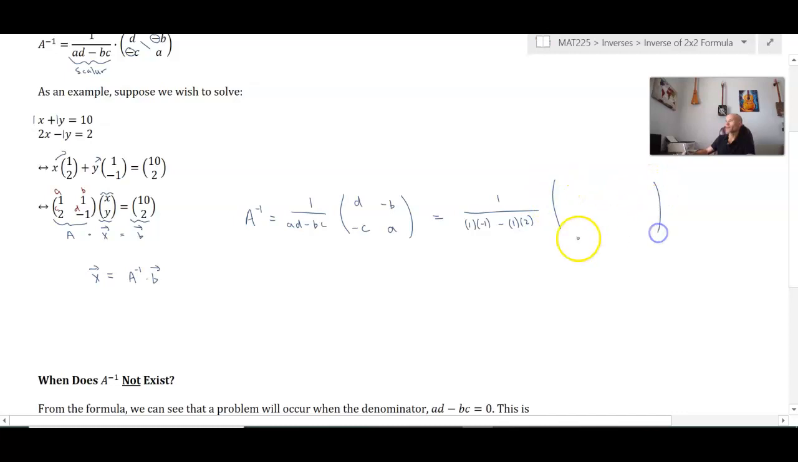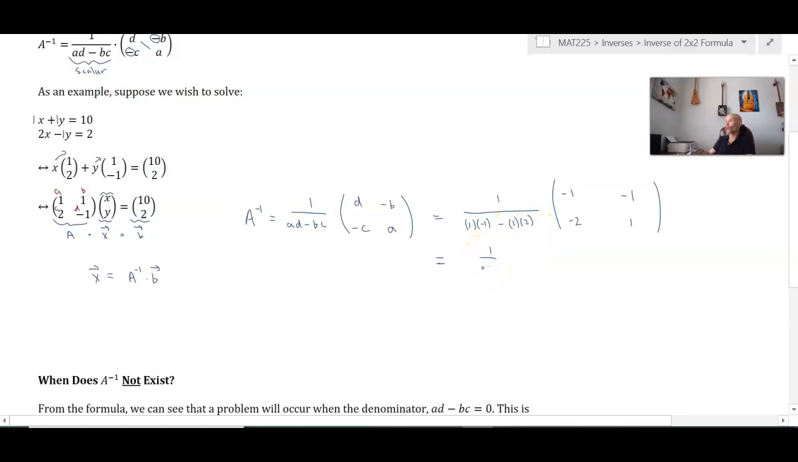Multiplied by the matrix where we switch the 1 and the negative 1. So the negative 1 takes that position, the 1 takes that position. We negate the values of B and C, so negative of 1 is negative 1, and negative of 2 is negative 2. And so we've now constructed that matrix itself. So now we have to evaluate this scalar, which will be -1 minus 2 is -3.